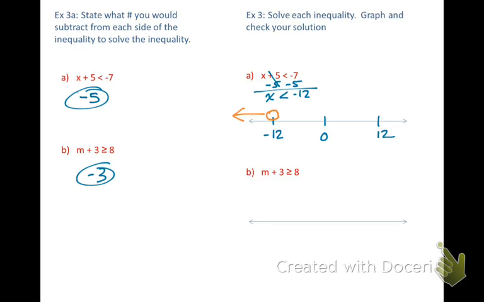For B, to get rid of 3, I need to subtract 3 from both sides. So m is greater than or equal to 5. Again, I have 0, 5, and negative 5. Now, it says greater than or equal to, so it's going to be a closed circle, and it's greater than, so it goes to the right.